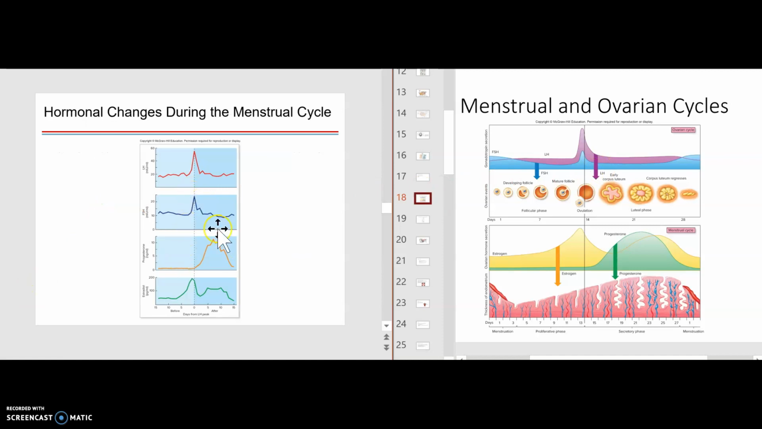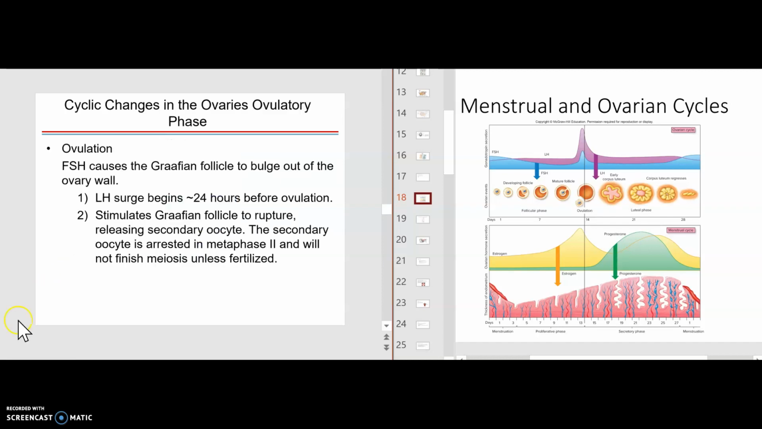This again shows what this is showing. Okay, so we go further. That's the follicular phase, that first phase. The follicular phase again is the one that causes the endometrium to thicken prior to ovulation. The ovulatory phase. Okay, the ovulatory phase. FSH causes the Graafian follicle to bulge out of the ovary wall. We've seen a picture of that where it's bulging out. The LH surge begins about 24 hours before ovulation and stimulates the Graafian follicle to rupture, releasing the secondary oocyte. The secondary oocyte has been arrested, as you may remember, in metaphase 2 and will not finish meiosis unless fertilization occurs.